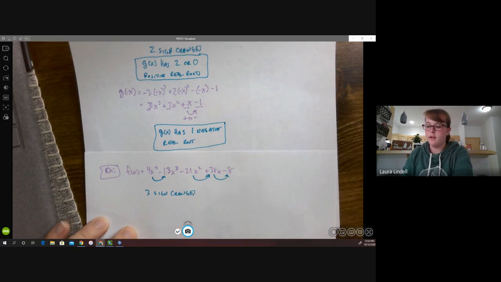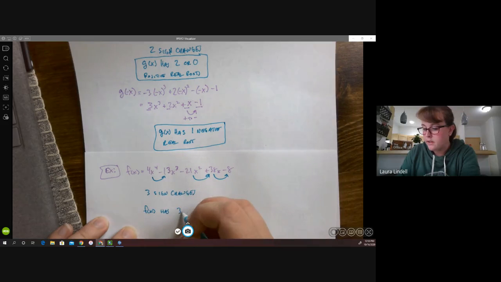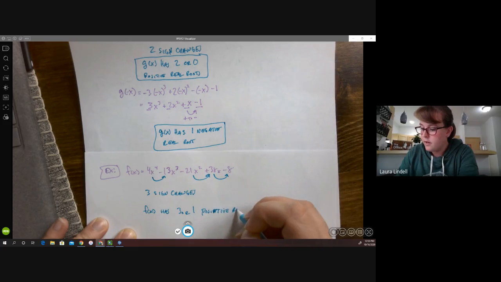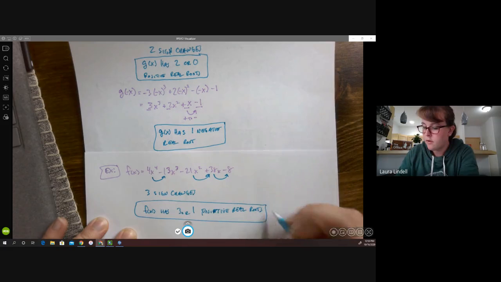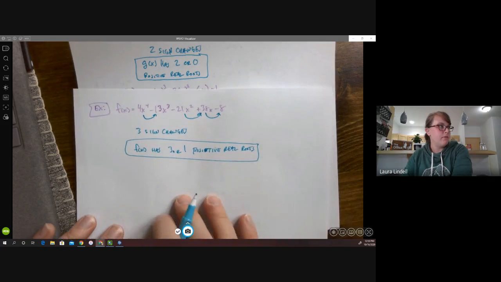Yes, 3 or 1. So this tells me that f of x has 3 or 1 positive real roots. Spelling is hard. Okay, so 3 or 1 positive real roots.